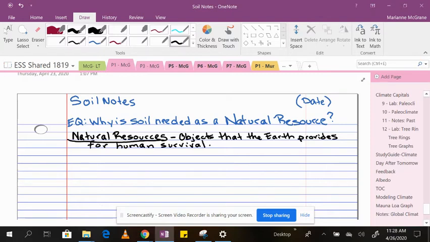And so when we continue to move on through the weeks, you're going to be learning about why it's very important for us to protect and conserve, and what can be our part in making sure that these natural resources, these objects that the earth provides us for human survival, we keep on this planet and we don't waste, for ourselves, our children, and our grandchildren.